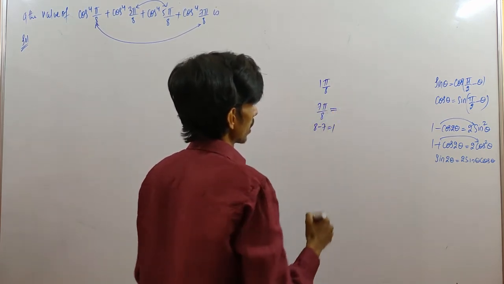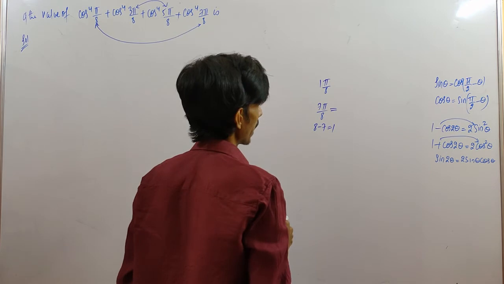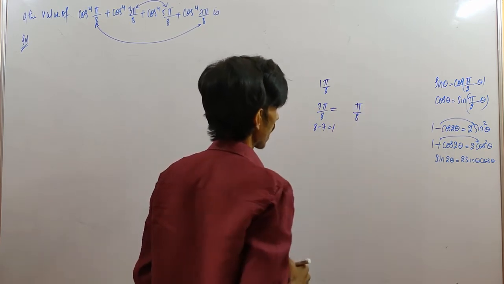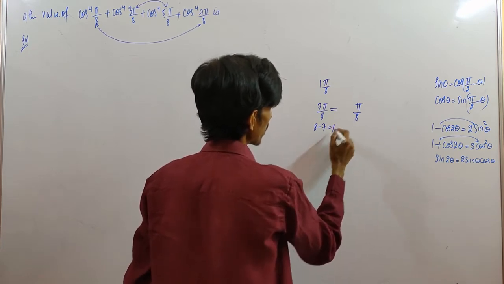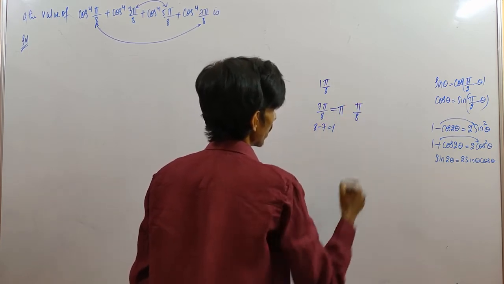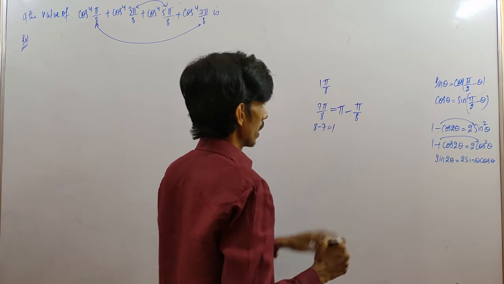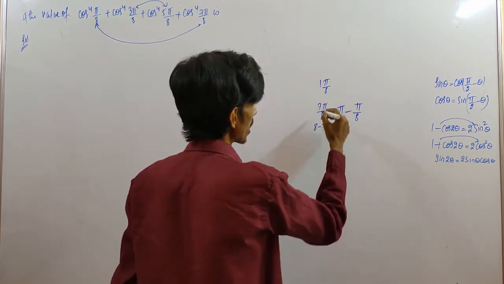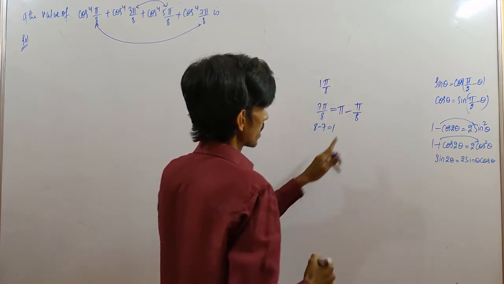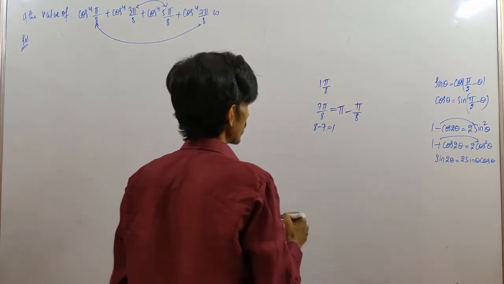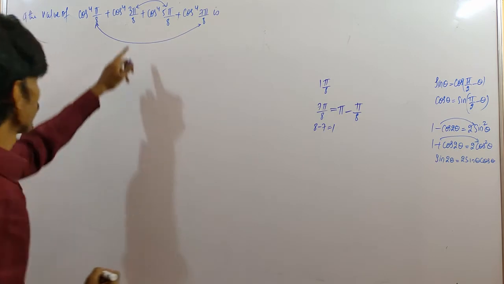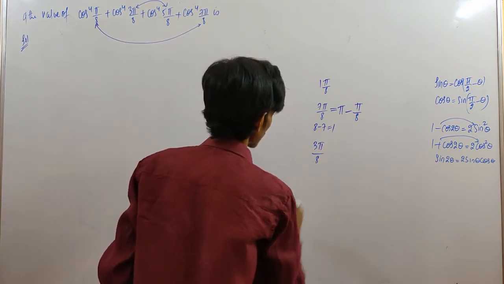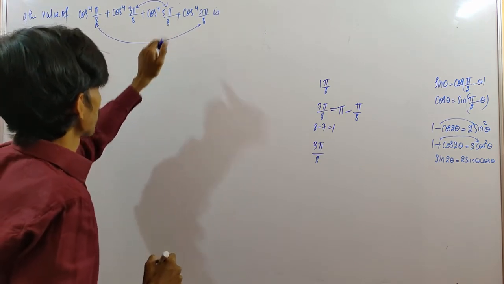So 7 pi by 8 can be written as, here pi by 8 is there, so write down pi by 8 basic angle. 1 is there, so 1 pi is there. Take minus here. 8 pi minus 1 pi, 7 pi by 8. So 7 pi by 8 can be modified as pi minus pi by 8. Similarly, we have 3 pi by 8. Next angle is 5 pi by 8.